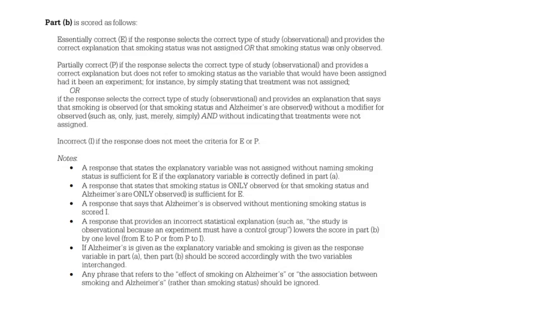Part B. You get an E if you say it's observational and you say it is because they did not assign smoking. Or you could have said they just observed and had them jot down how much they smoked. P would be you say it's observational, but you don't refer to smoking as being either observed or assigned. Or you could have said smoking as observed without a modifier. Otherwise, if you just don't know what you're doing, you can read all the notes down there. This one's pretty straightforward. If you have questions, let me know.